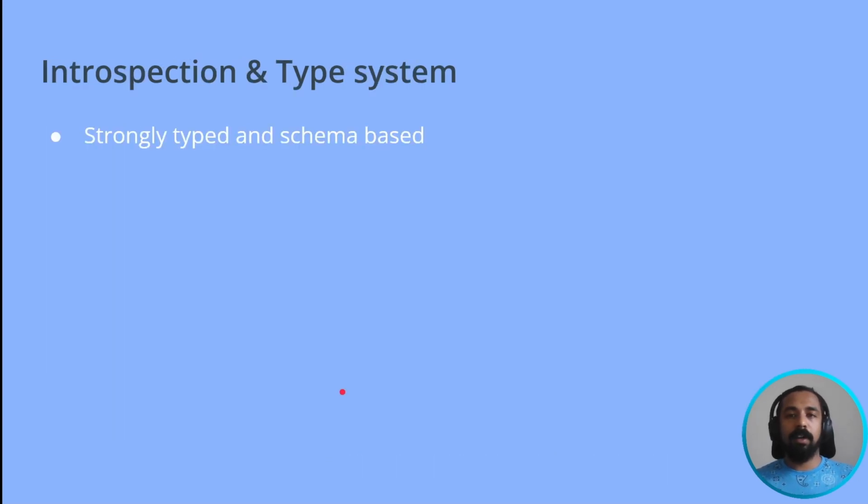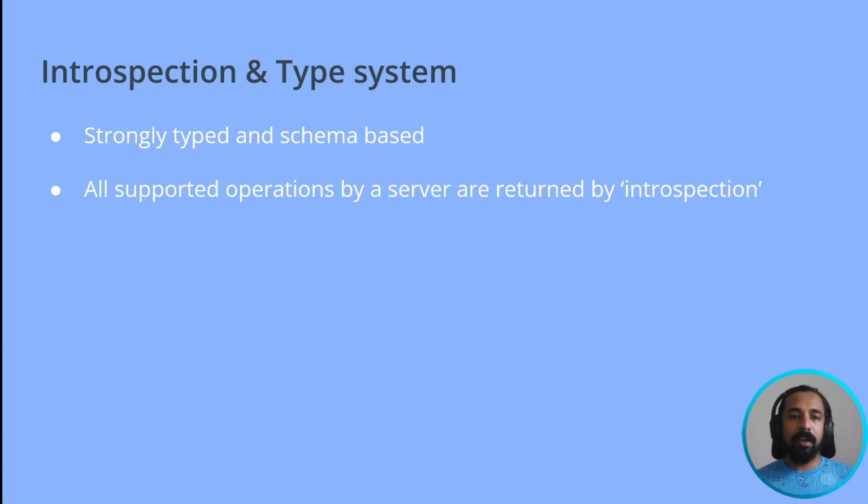Another advantage of GraphQL is its introspection and type system. As we have seen previously in the mutation with a missing argument, GraphQL is strongly typed and schema based, and all operations supported by the server are returned by an operation called introspection. So our API client, the front end, can see the possible operations, their arguments, etc. Since we have the possibility of introspection, we know the types beforehand, so there exists a lot of tooling in many languages to auto-generate client code.